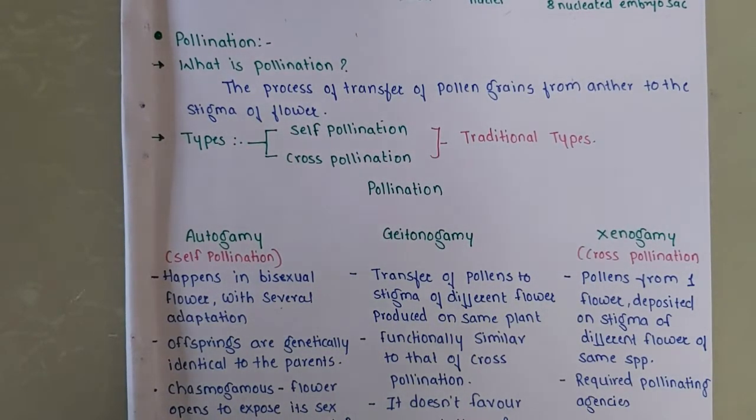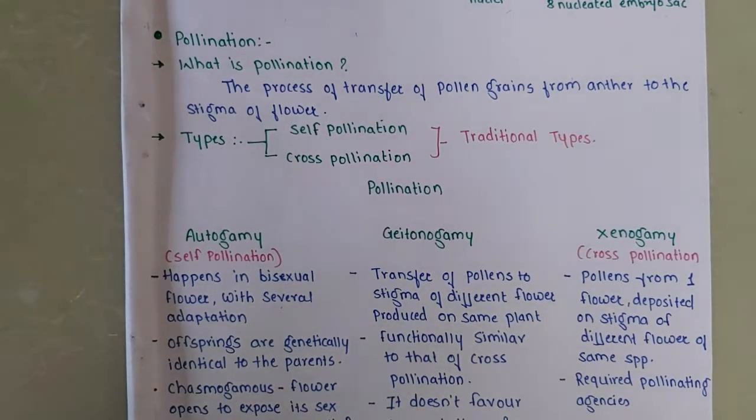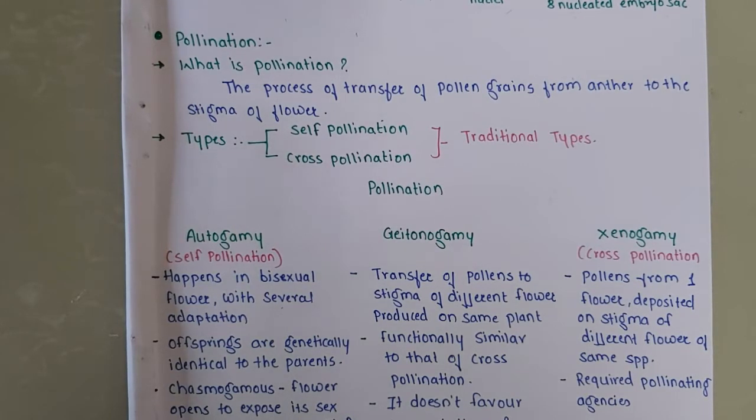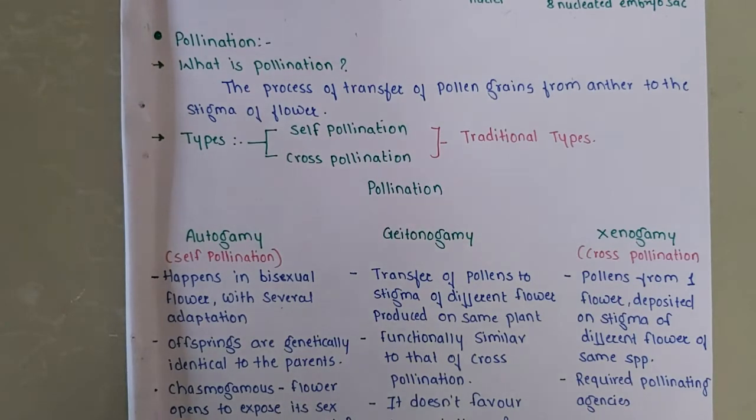In the last lecture, we completed the topic of the structure of the angiosperm ovule and the development of the female gametophyte. Hopefully you have done the reading with the different terminologies related to fertilization. Now, in today's lecture, we are dealing with pollination. So let's start with pollination.